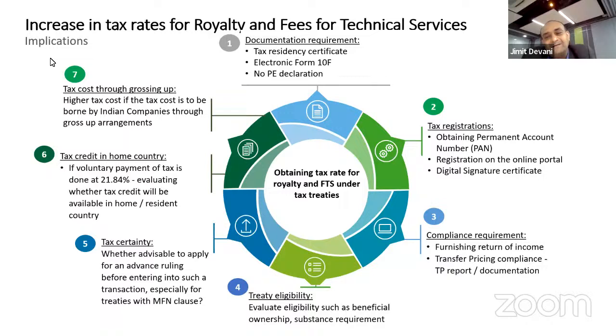After doing that, they will have to register themselves on the online portal of income tax. And of course, using a digital signature certificate, they will have to upload form 10F. Many of the foreign companies will not have a digital signature, so you'll also have to obtain a digital signature certificate and then upload this on the income tax portal. So now it's mandatory for them to obtain a permanent account number, register, and obtain a digital signature certificate.